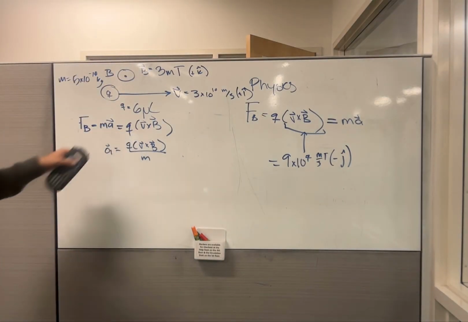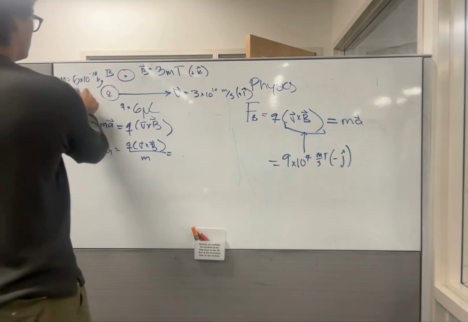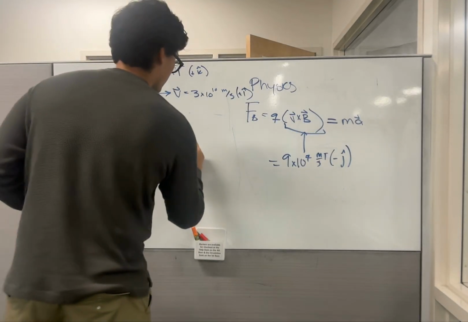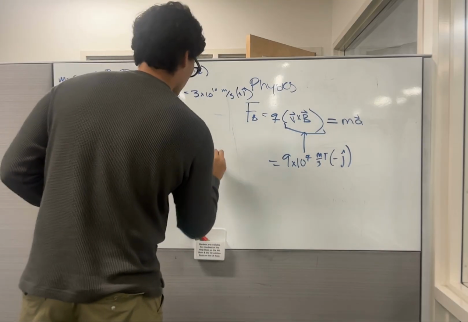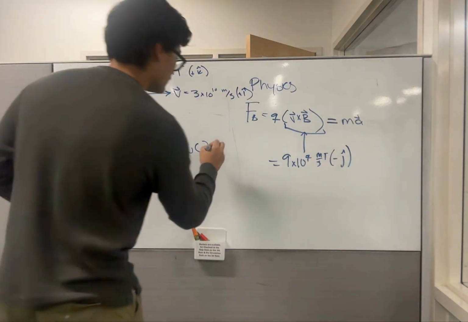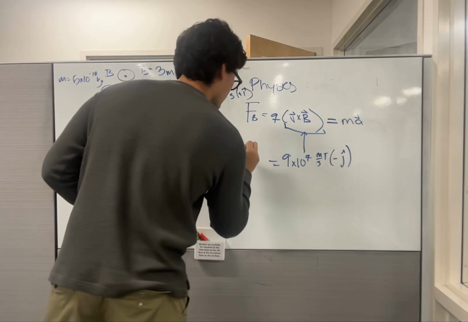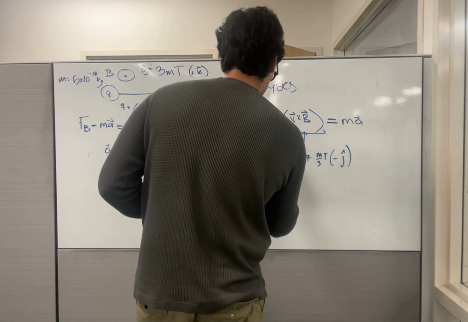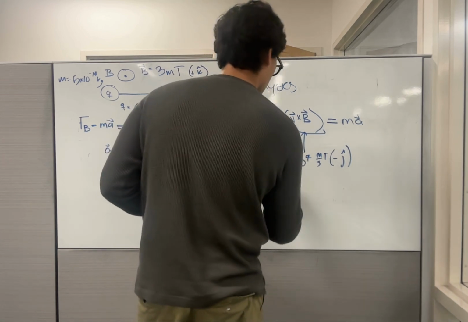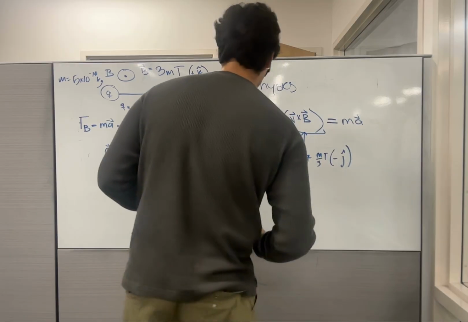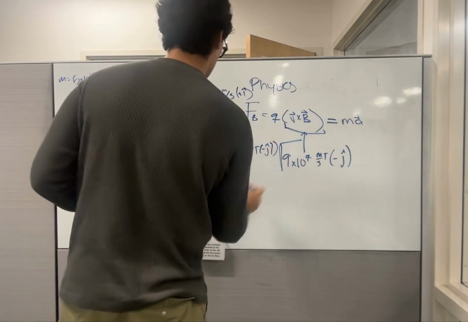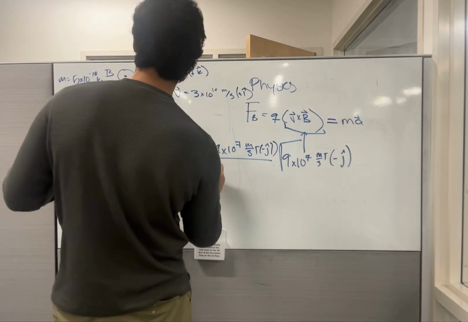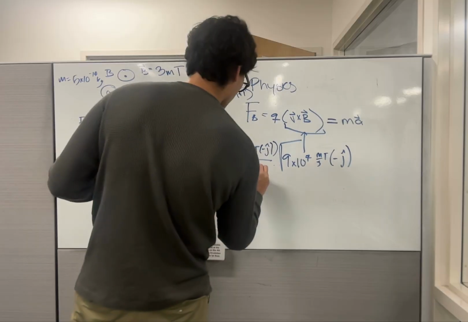Now, we have all of these values so we can plug in. Q is equal to 6 microcoulombs. V cross B is equal to 9 times 10 to the 7th meters per second Tesla in the negative j hat direction. Over 5 times 10 to the negative 10 kilograms.